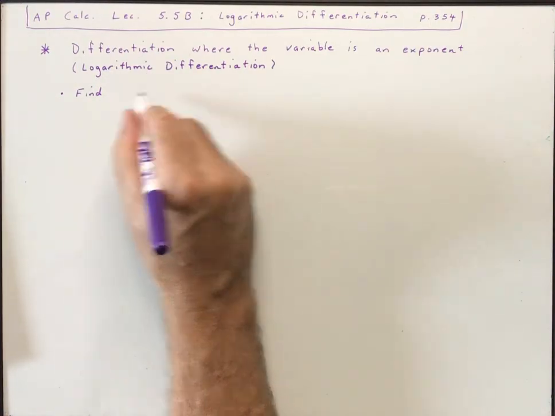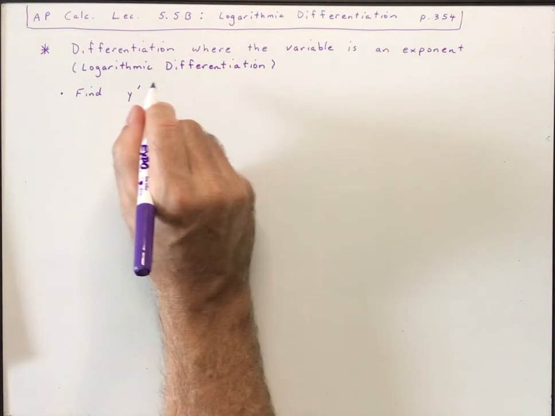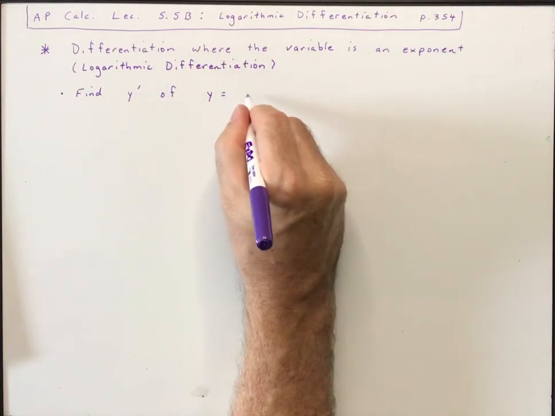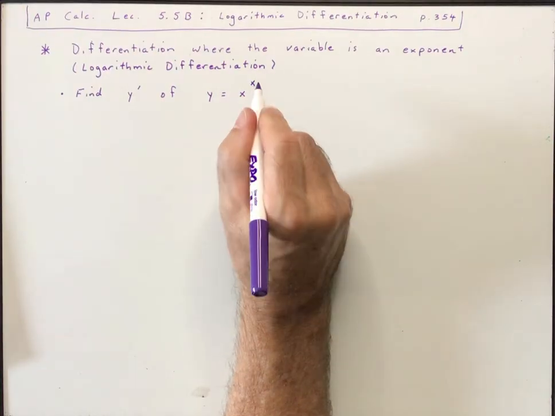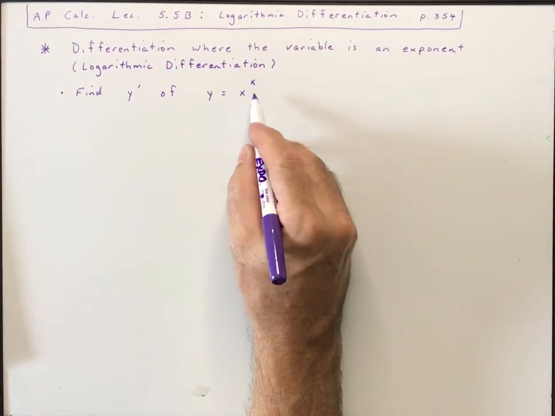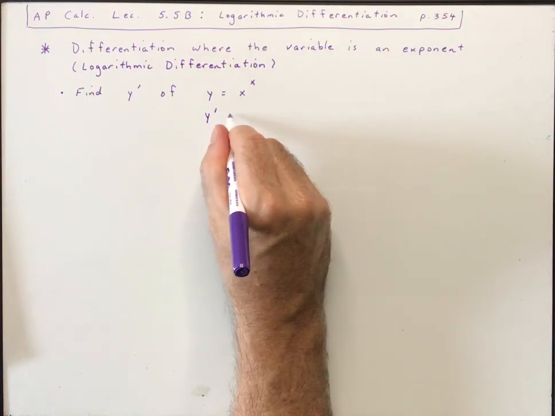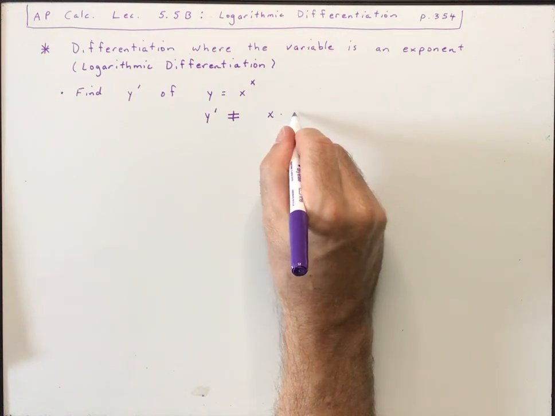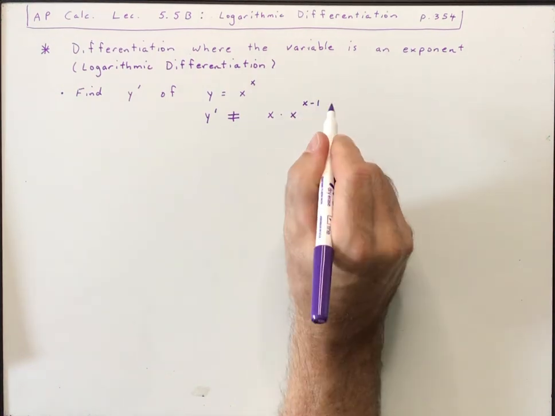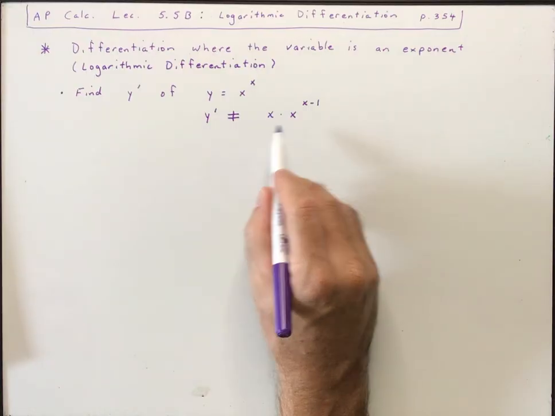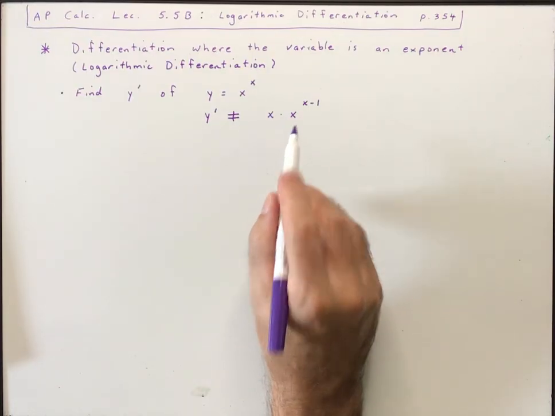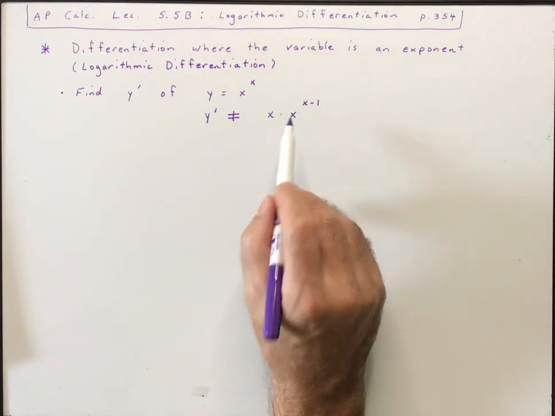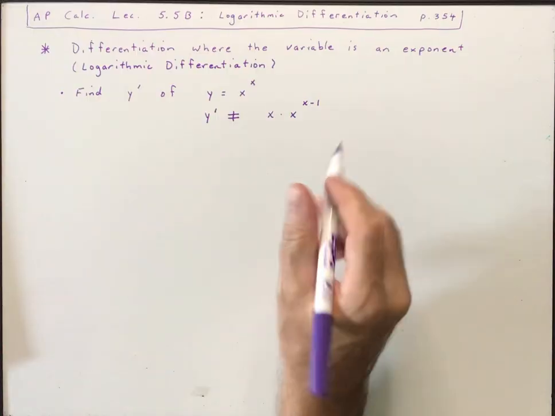So for example, let's find y prime of y is equal to x to the x. All right, so we've got an exponent variable. Y prime does not equal x times x to the x minus 1. The power rule does not work here, so don't do that. And if you're on a multiple choice test, something like that will almost always be one of the answers.